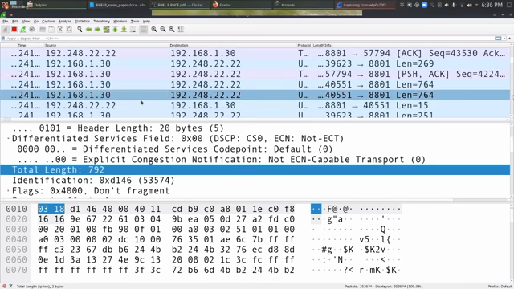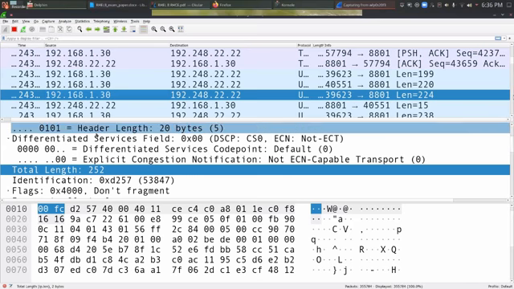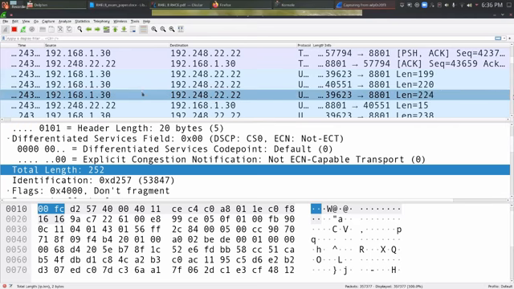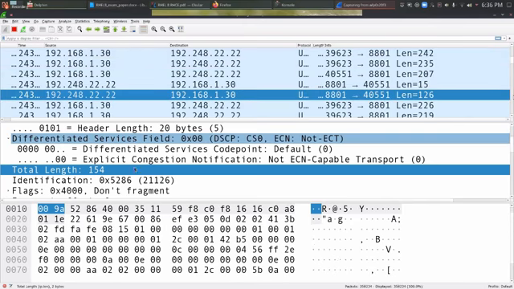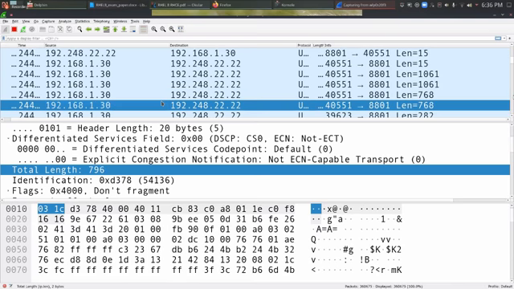Let's take another one. It says the total length is 252 bytes. The header length is 20 bytes. Just give me the size of the data they are carrying. 232 bytes, yes. Here, header length is 20 bytes, total length is 154 bytes. What is the data size of this packet? 134 bytes.